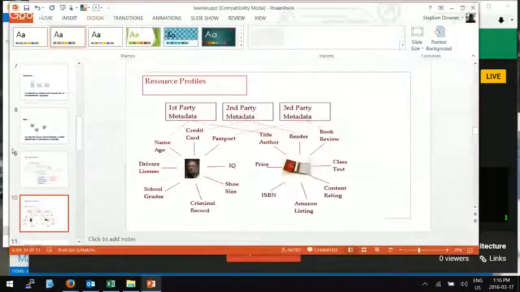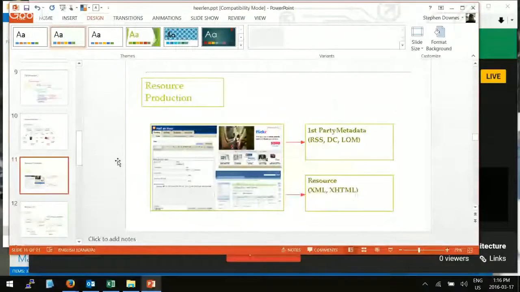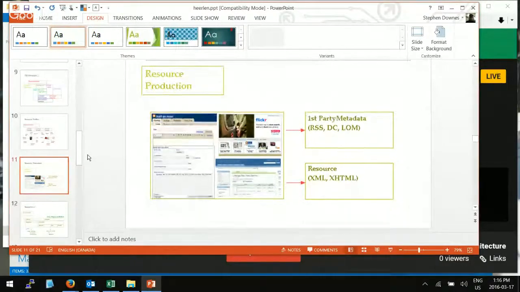So what else do we have in our architecture? Too many buttons to click here. So we have resource production itself, and we need distributed mechanisms of resource production.